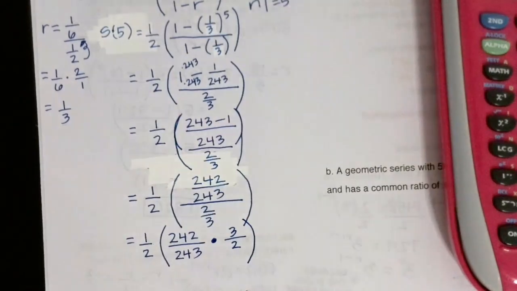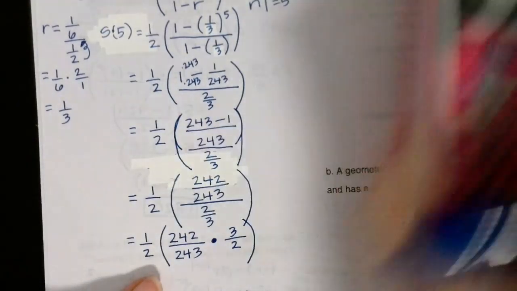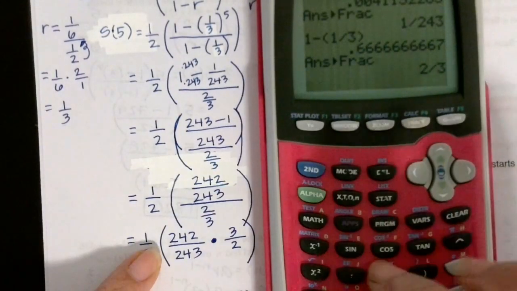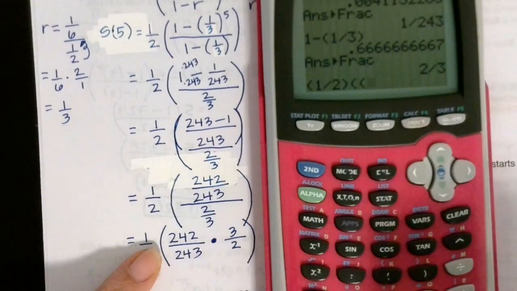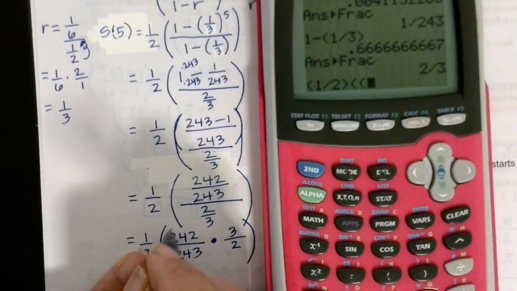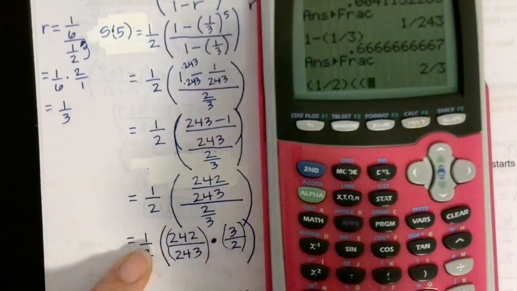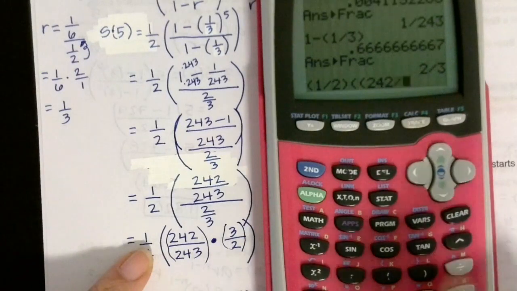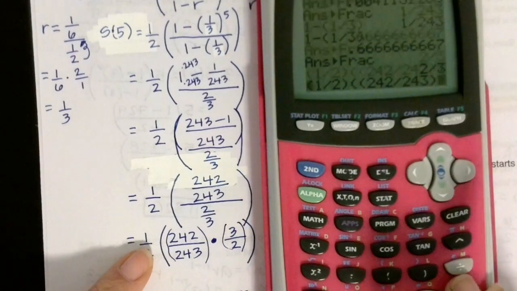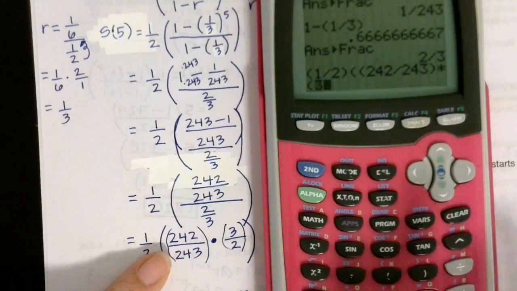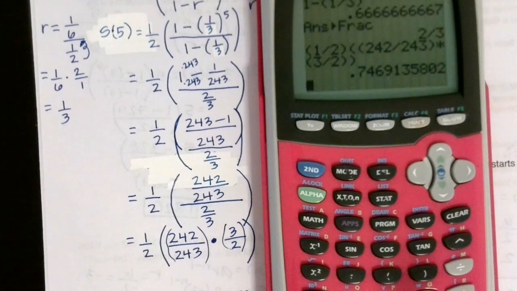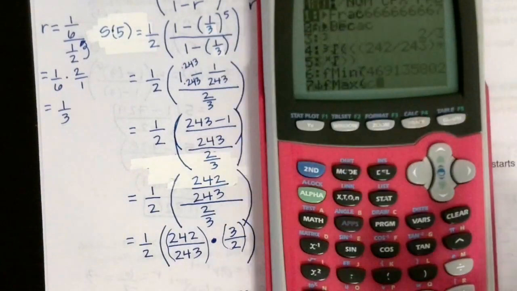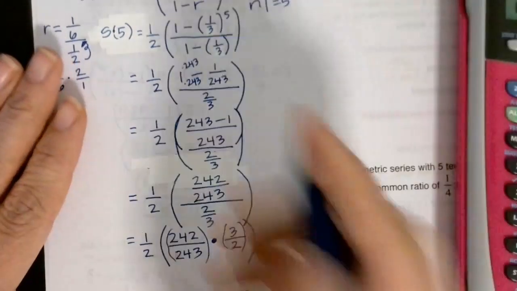And then we can just plug this all into our calculator. Let's put all of our fractions in parentheses. 1/2 times, now I have double parentheses because I'm going to be putting this in parentheses and this in parentheses. 242 divided by 243 times 3 divided by 2. And I'm putting everything in parentheses to make sure that the calculator does order of operations. And I get that decimal. We're going to do math, enter, enter, and I get 121 over 162.